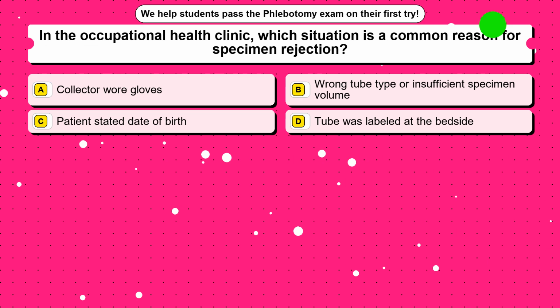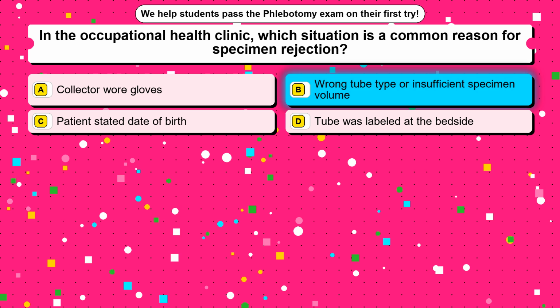Question 74. In the occupational health clinic, which situation is a common reason for specimen rejection? Option A. Collector wore gloves. Option B. Wrong tube type or insufficient specimen volume. Option C. Patient stated date of birth. Option D. Tube was labeled at the bedside.